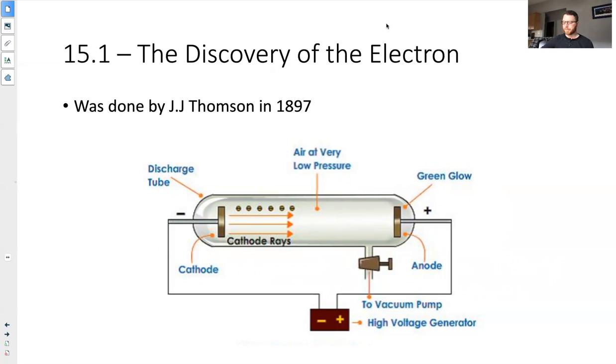Okay, when a charged particle is deflected due to the presence of a magnetic field, we call this the deflecting force. Okay, and this setup here allowed Thomson to discover the electron.